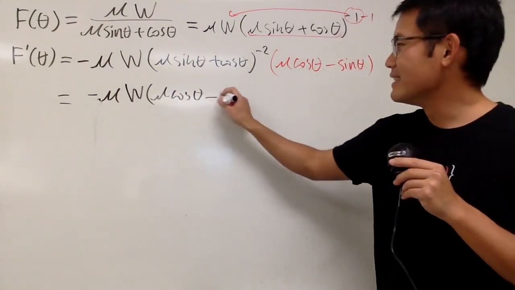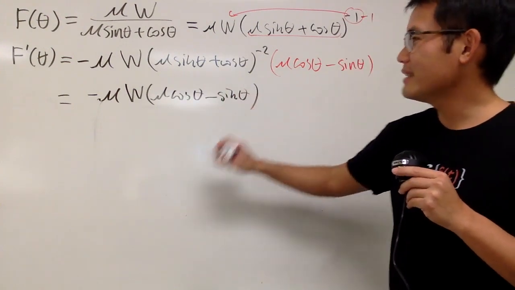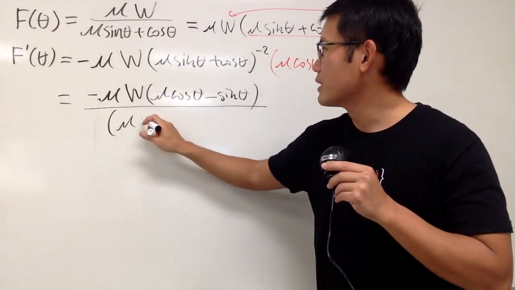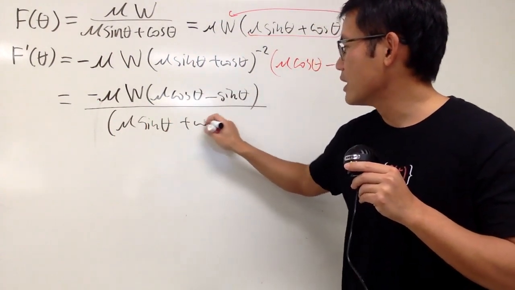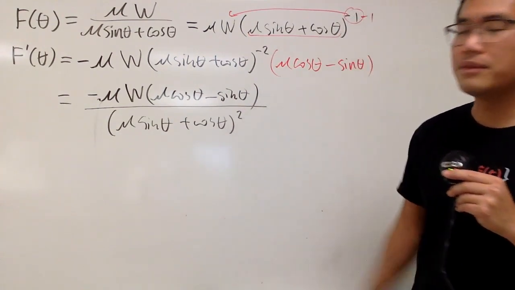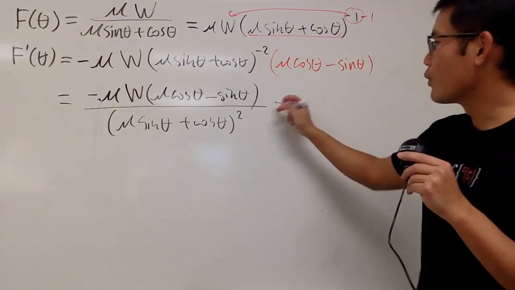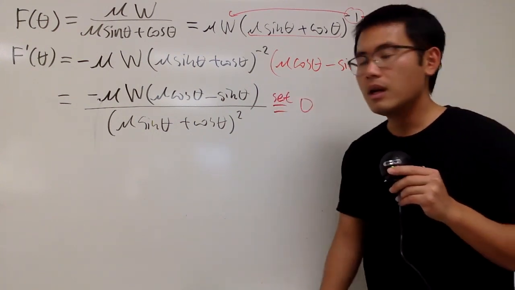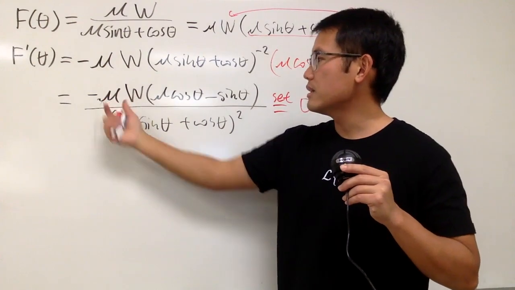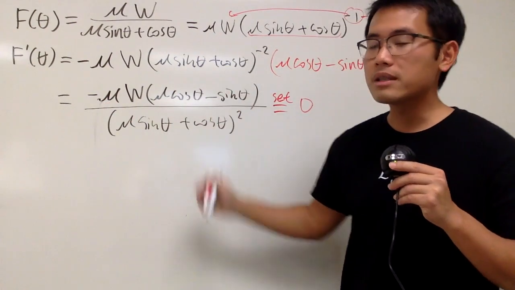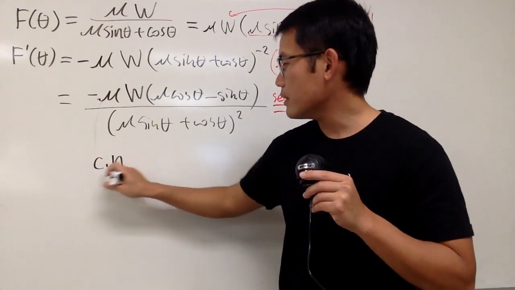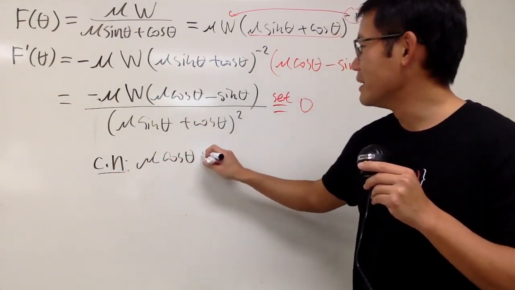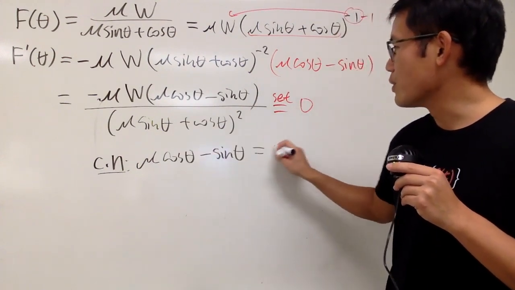Anyway, and then minus sine theta, right? All over this guy, which is mu times sine theta plus cosine theta raised to the +2 power, like this. Now, of course, we just have to set this to be 0 to find our critical number. Well, this is just a constant right here, and this is the only variable part. So the critical number is when we have mu times cosine theta minus sine theta equals 0, right?